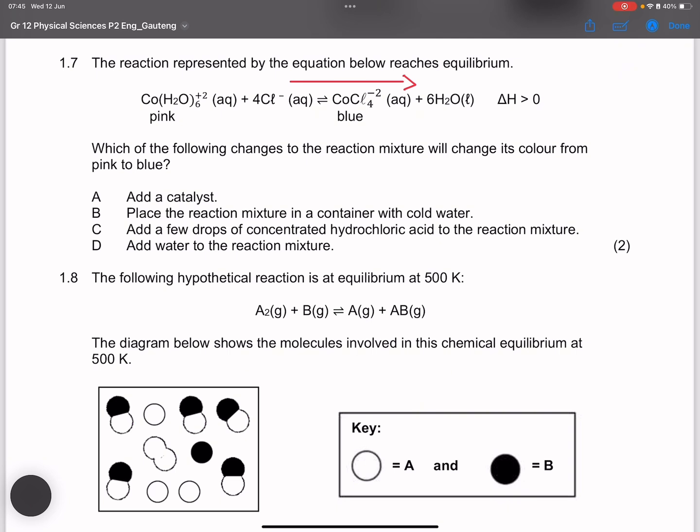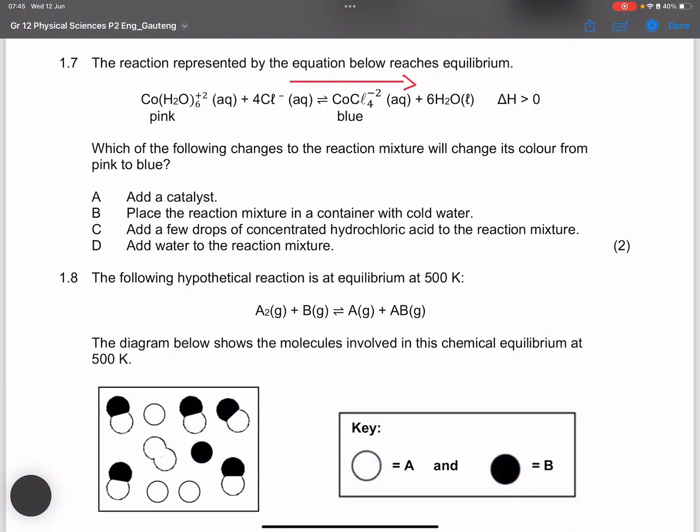In that case, increasing the temperature will actually favor the forward reaction since it is endothermic. So adding cold water would actually favor the reverse reaction. Okay, we don't want that.